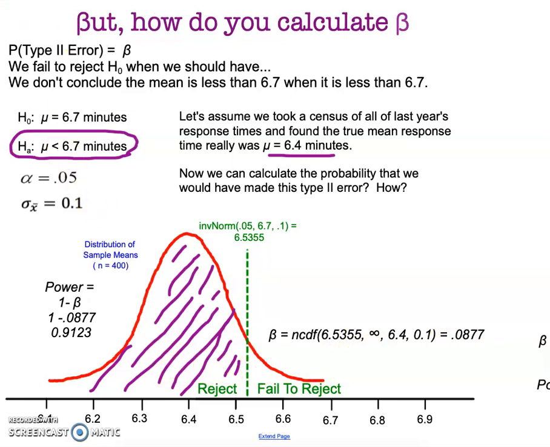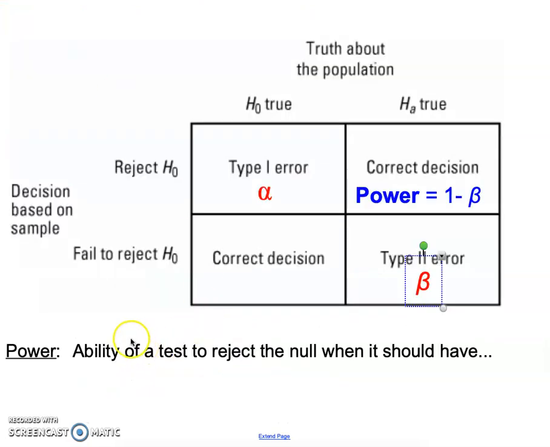So power, let's define it quickly. It's the ability of a test to reject the null when it should have. Notice I went back to the table Miss Zara showed you yesterday and put some of the symbolic things on there now. Okay, that's the end of this video. The next one's going to talk a little bit about the interpretations of power and how do you get power.